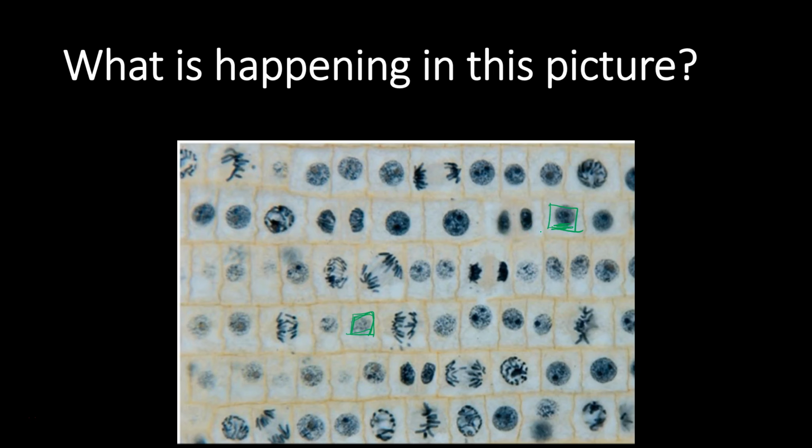And if we look at this cell, it looks like these chromosomes are actually moving away from each other. If we look at this cell right here, we can see that the chromosomes are lining up in the middle. Okay, so what's going on is all these cells are actually going through cell division.